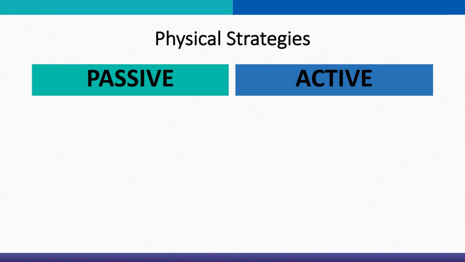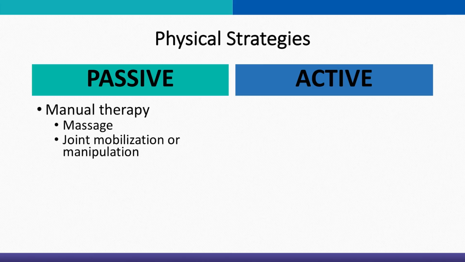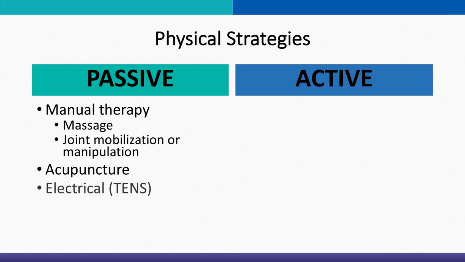A pain-relieving strategy can be labeled a physical strategy if it is a non-pharmacologic treatment that is applied to the body tissues or engages the body in movements or activities for the purposes of relieving pain. Physical strategies can be subdivided into passive or active strategies. Passive strategies are ones that don't require exertion by the client. This includes manual therapies such as massage, joint mobilizations or manipulations, acupuncture, electrical interventions such as transcutaneous electrical nerve stimulation or TENS, and thermal agents such as warm or cold packs.